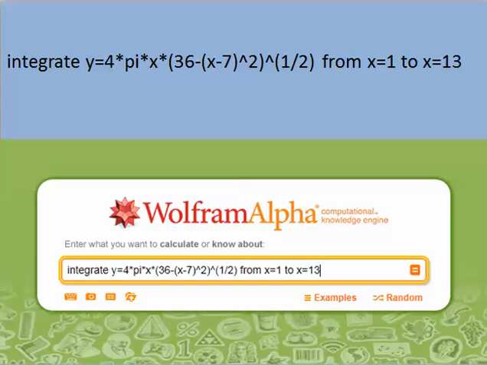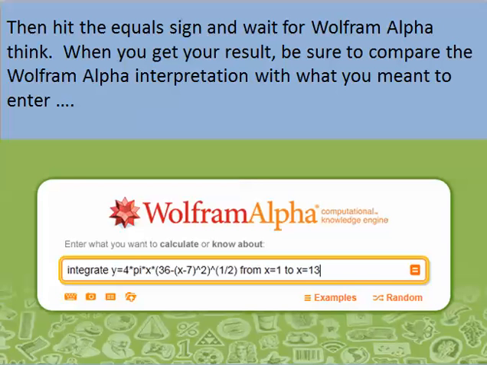Integrate y equals 4 times pi times x, parentheses, 36 minus parentheses, x minus 7, close parentheses, caret 2, close parentheses, caret 1/2, from x equals 1 to x equals 13. Then you hit the equals sign and wait for Wolfram Alpha to think through the solution.